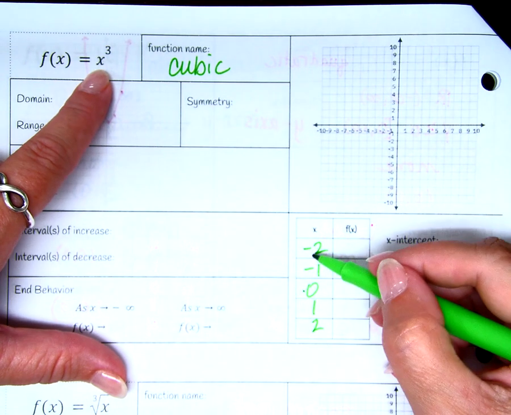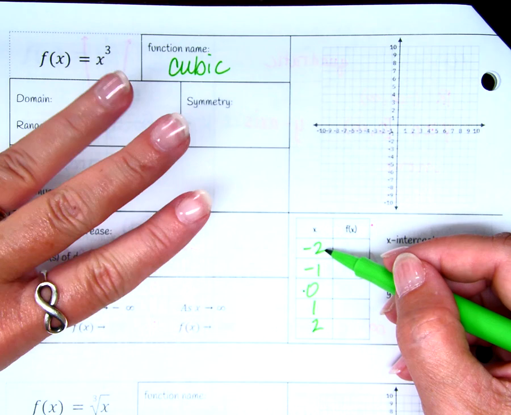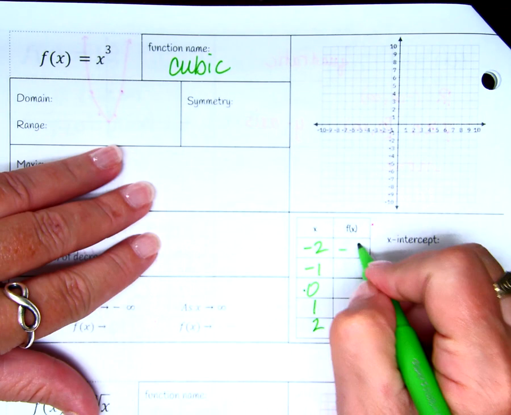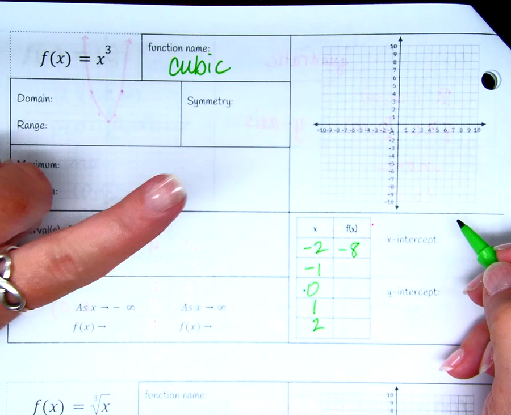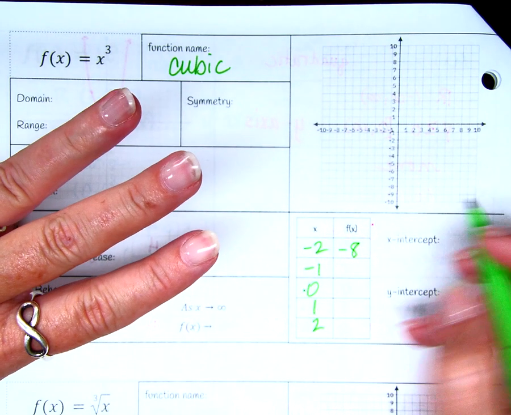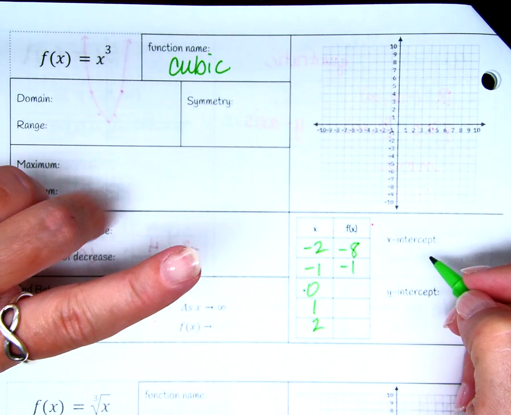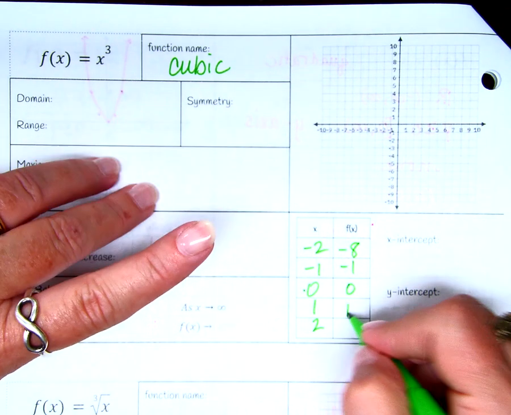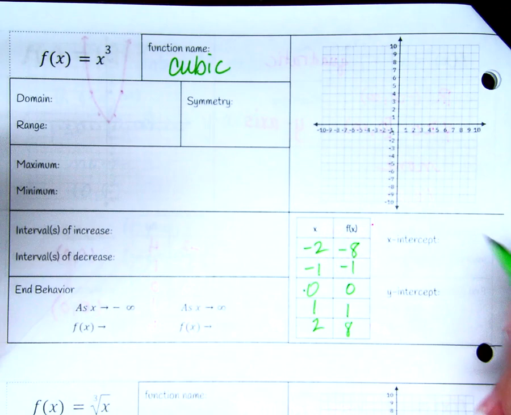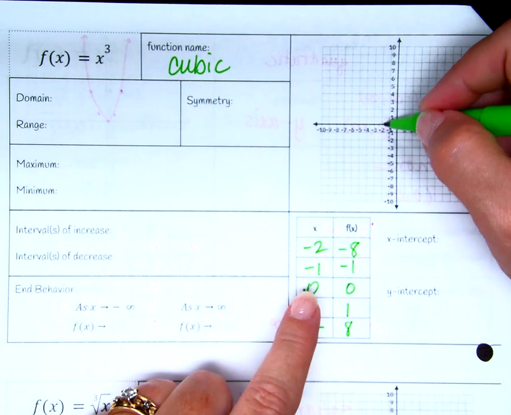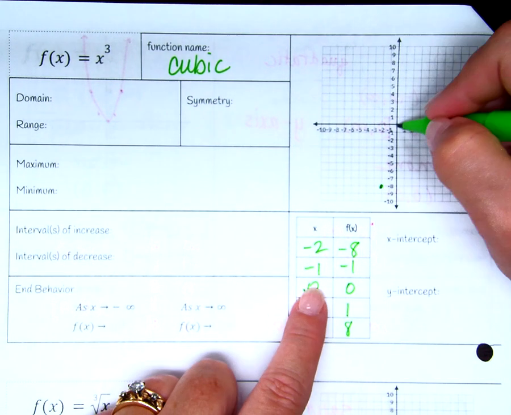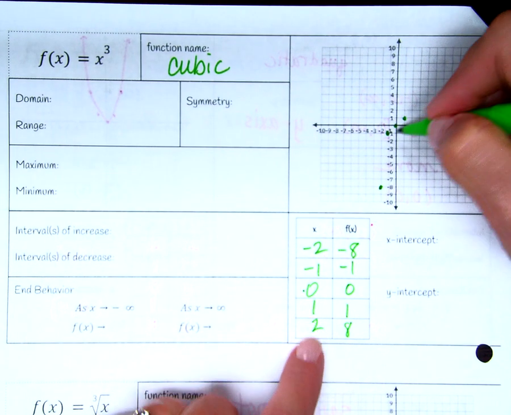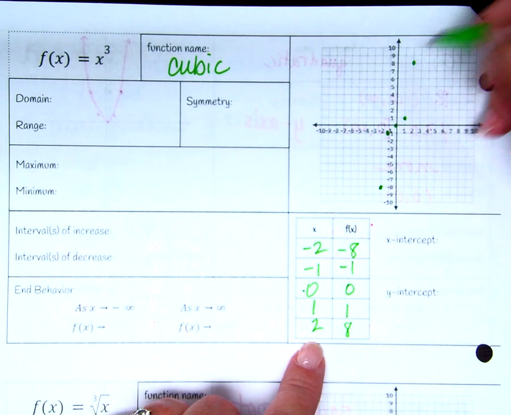Okay. What is negative 2 times negative 2 times negative 2? Negative 8, good. What is negative 1 times negative 1 times negative 1? Negative 1. What's 0 times 0 times 0? 0. 1 times 1 times 1? 2 times 2 times 2? Very good. So negative 2 is negative 8. Negative 1 is negative 1. 0, 0. 1, 1, and 2, 8.